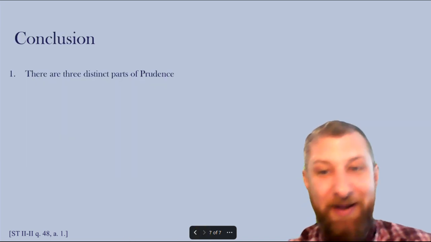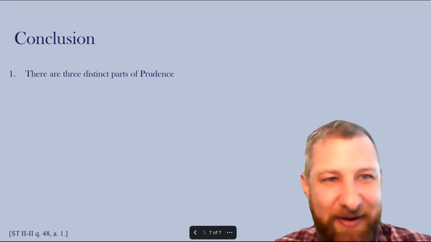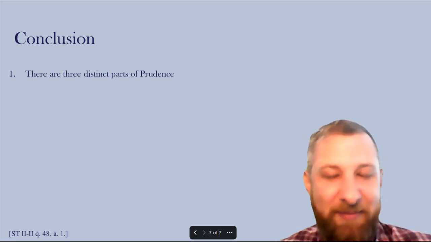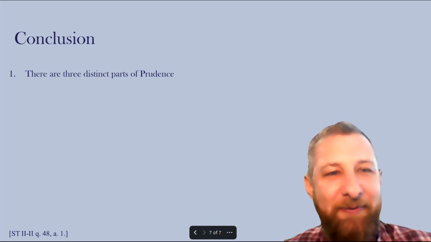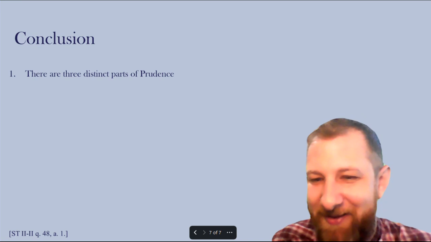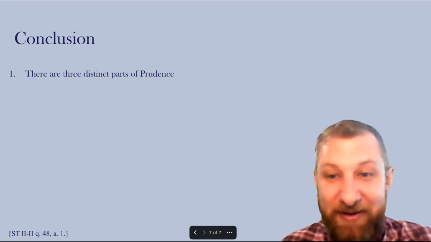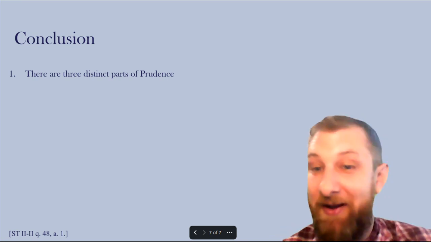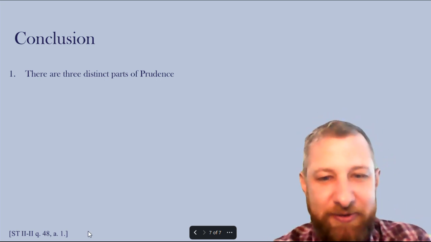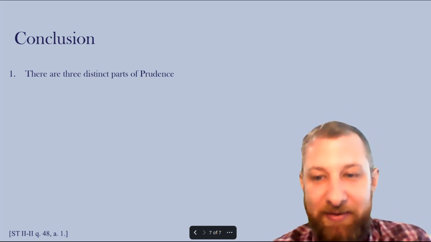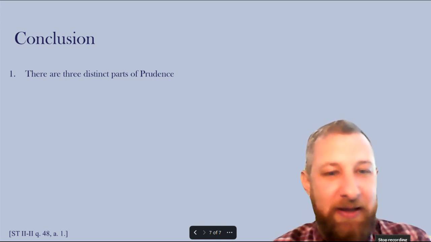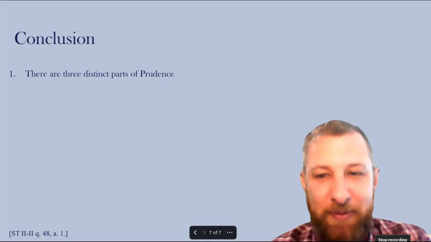So in conclusion, now this is a relief to look at only one thing on this screen compared to question 47, where there were 16 of them. There are three distinct parts of prudence, really, and that's it. That was the question, is there? And the answer is yes. There are three parts, but there are many subparts, which we will get into individually. So that's it for this question. I will see you next time when we get into the integral parts, quasi-integral parts of justice.